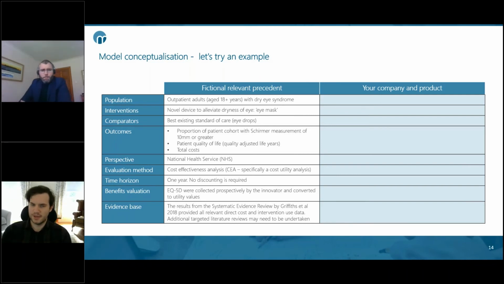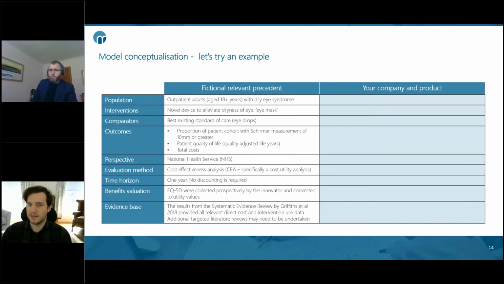Now the perspective in this case would be NHS. One could take a more narrow perspective and just look at a trust, for example, or a hospital, rather than a national health service, whether it's in the UK or abroad, or you could take a broader perspective as well and look at societal costs that patients would accrue. Even little things like parking at a hospital, for example, would come into that sort of broader societal perspective.